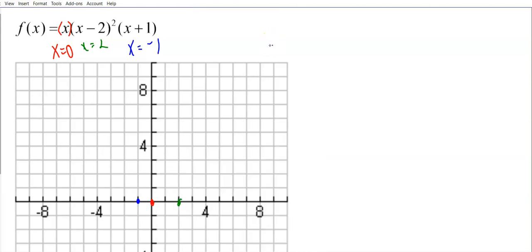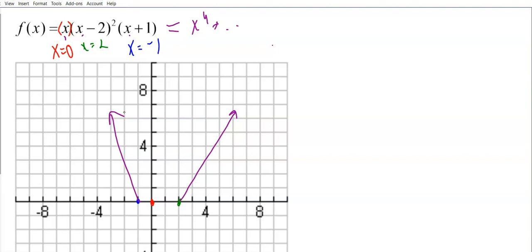I would do end behavior next. So if you multiply this out, the first step, this would be x times x to the second power times x, which is x to the fourth, plus... Don't care about the rest. x to the fourth is even and even, so up, up. So from the rightmost point, it goes up. From the leftmost point, it goes up.